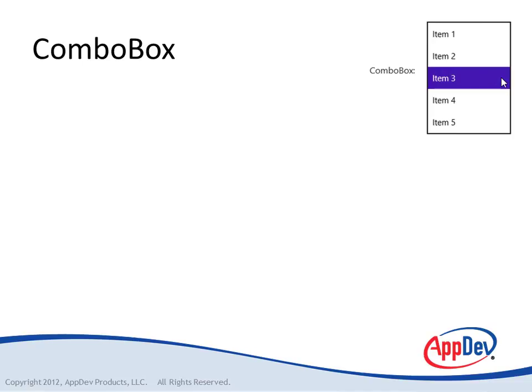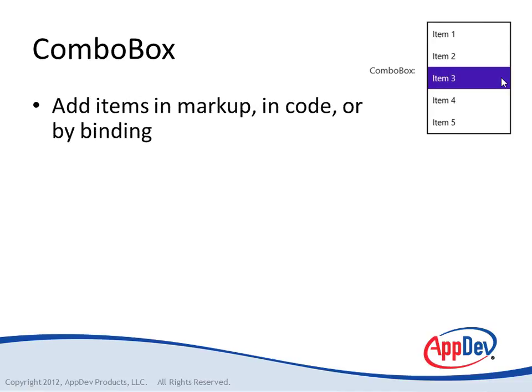This control allows you to add items in markup, in code, or by binding to a list source. It looks like a combo box that you might expect. The only difference is they attempt to center the items so the combo box both extends up and down, as opposed to a standard WPF or Silverlight combo box, which generally only extends down.